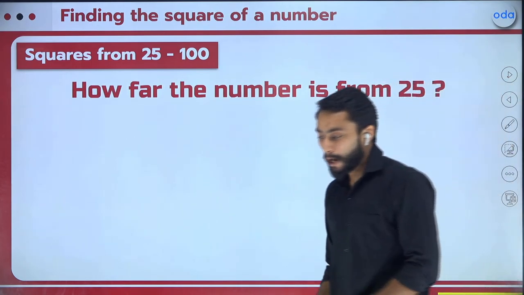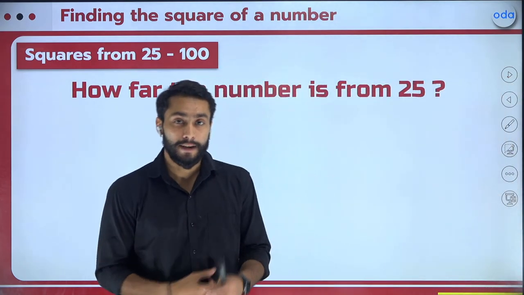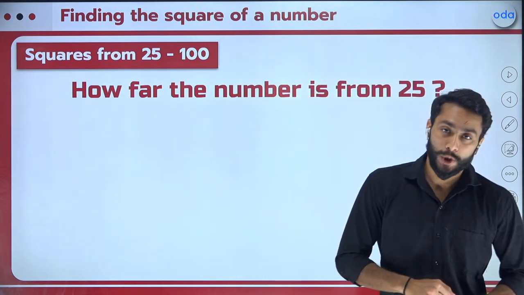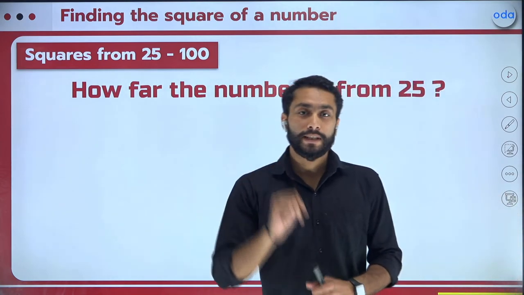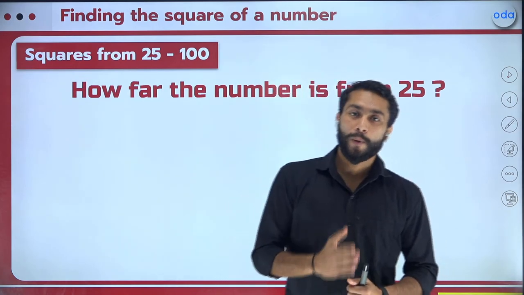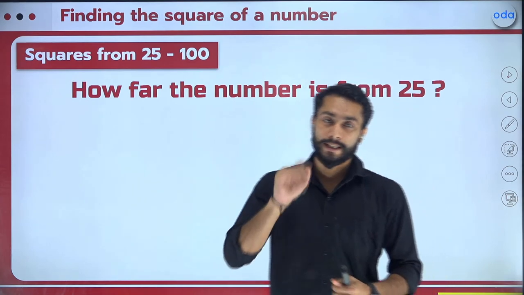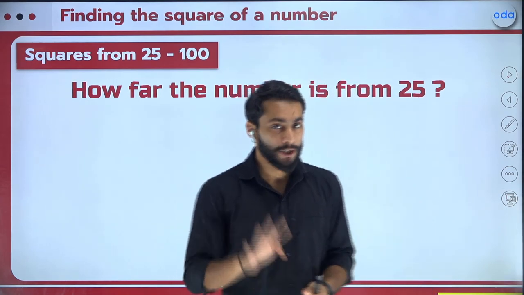So students, how do we really find them? Is there a trick for this? Kaise nikal sakte hain 2 second mein perfect square, right? There are two questions that you should be asking. From 26 to 99, agar aap ek square number nikalte hain, we would be getting 4 digits in the answer. So the task is to find those 4 digits.